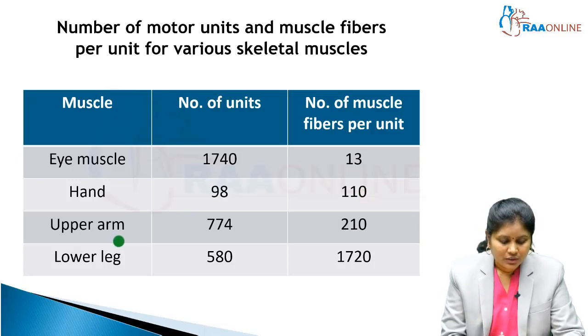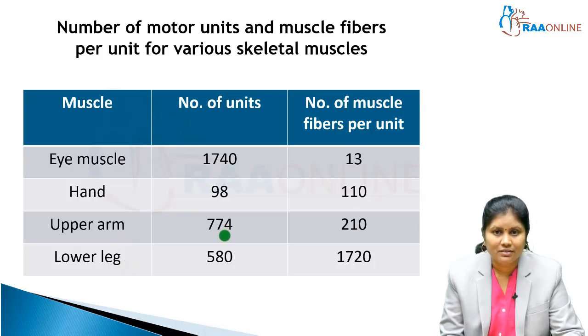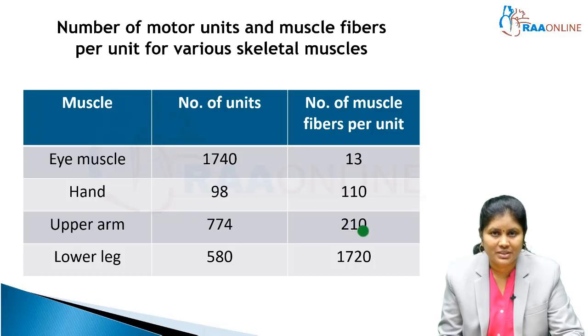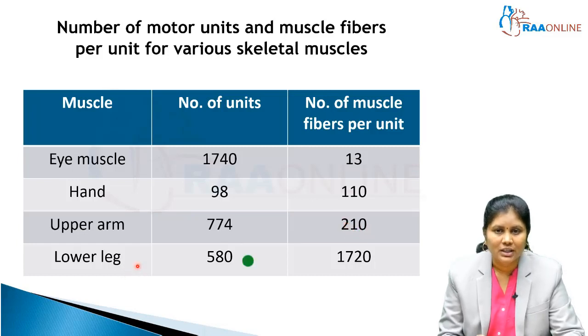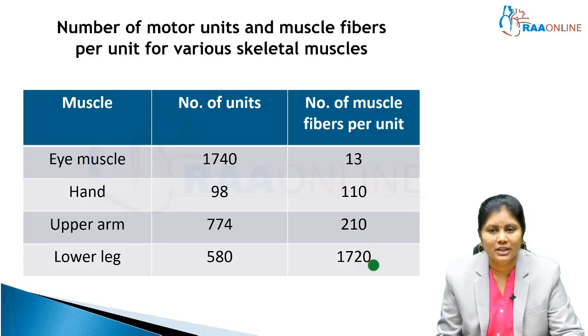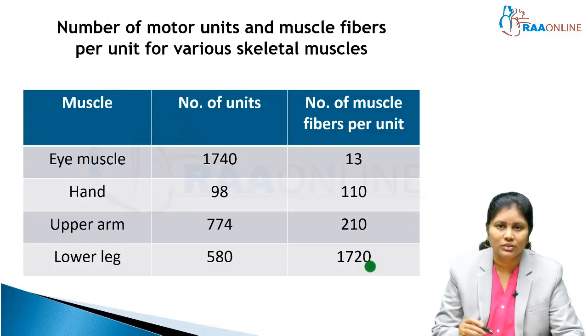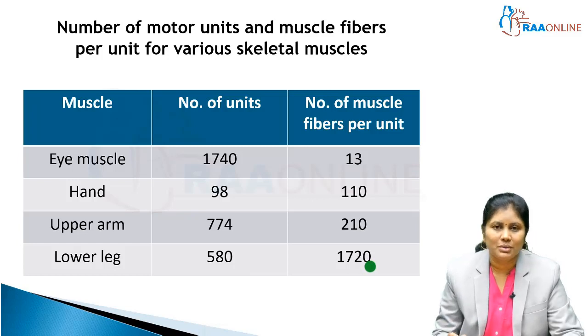Consider the upper arm and the lower leg. In the upper arm, there are 774 units and each unit supplies 210 muscle fibers, whereas in the lower leg, there are 580 units and each unit has 1720 muscle fibers. So there is sharing of the nerve fibers for a huge number of skeletal muscle fibers.